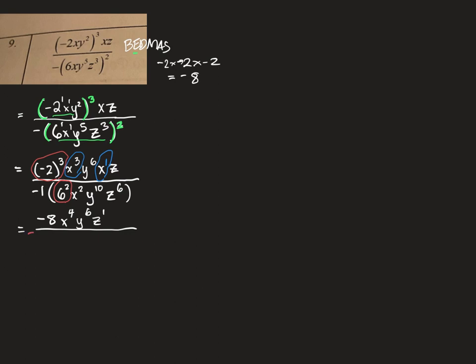All right, now in the denominator we have -1, and that's going to be multiplied by 6 squared. And 6 squared is 6 times 6, which is 36, not 12. And then we have still x squared, y to the 10, z to the 6. Okay. And let's multiply that -1 times 36 together. So that would end up being -36, but we have to write the numerator down again, even though we're not doing anything with it.